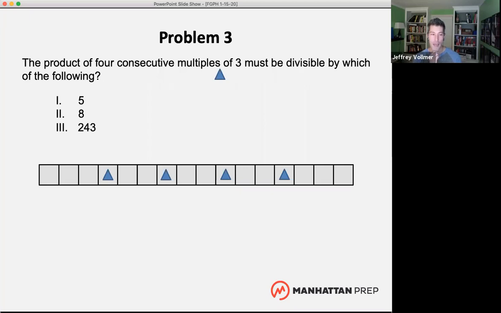Well, Adam, yeah, the product of all these multiples of three will be even, but sometimes even numbers are divisible by five. Like 100 is divisible by five, 10 is divisible by five. So that can't be criteria for eliminating Roman numeral one. I like what Sharon's given us. Richard, careful, those aren't all multiples of three, right?